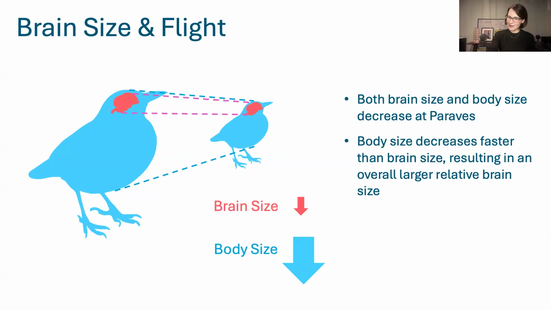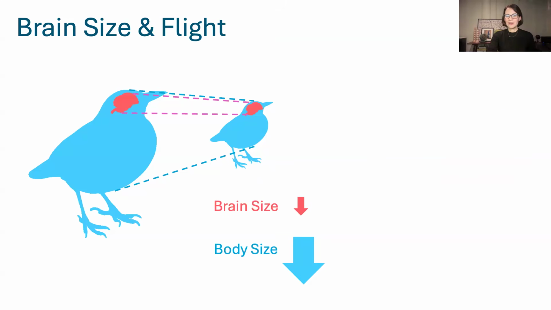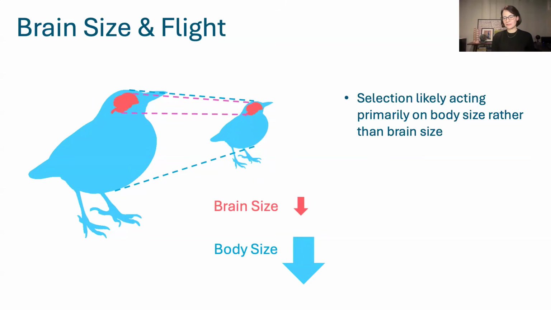But what's probably happening here is that body size is what's being selected for. So a smaller body size is probably being selected for here at pair AVs. And that would be related to the evolution of flight itself. So it would be advantageous to be smaller if you're going to be flying around, right?